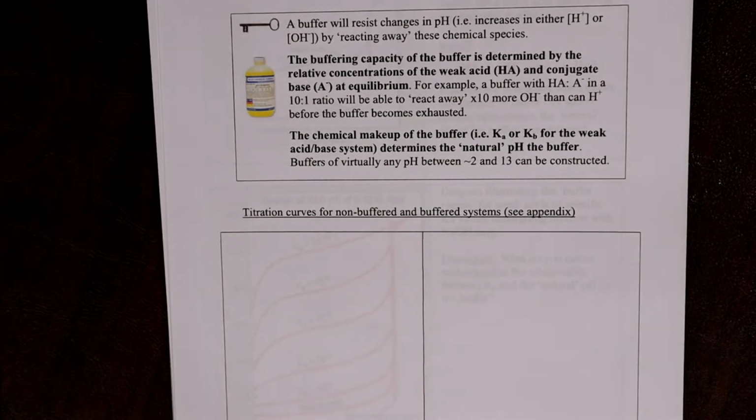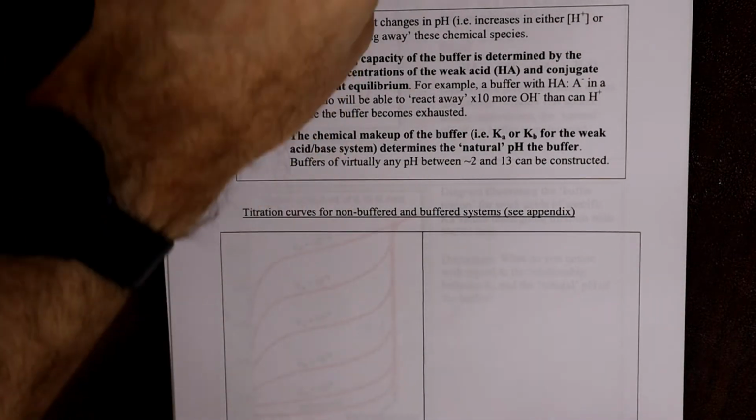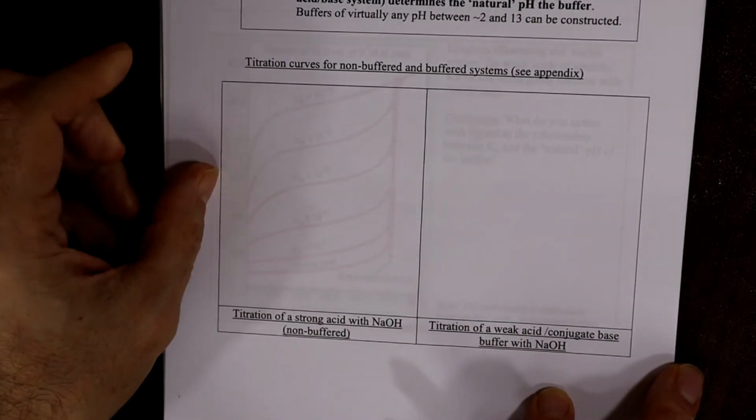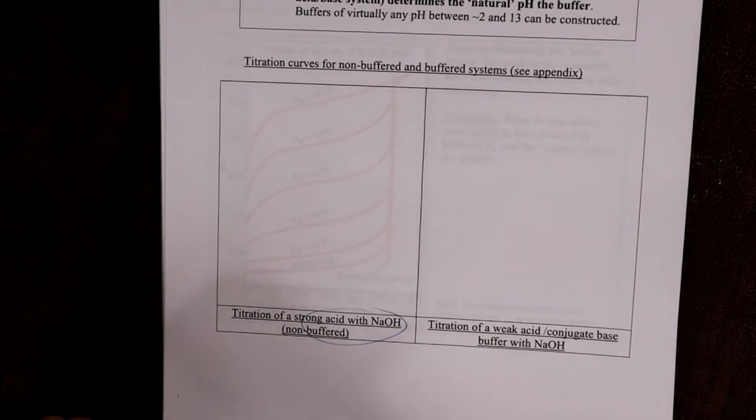Now, the question is, you can create a buffer to maintain any, well, within limits, any pH. To think about that, think about a titration, because when you do a titration, you change the pH rapidly when you have a strong acid, strong base. Remember, a strong acid and a strong base have negligible strength conjugates, so this math doesn't apply.